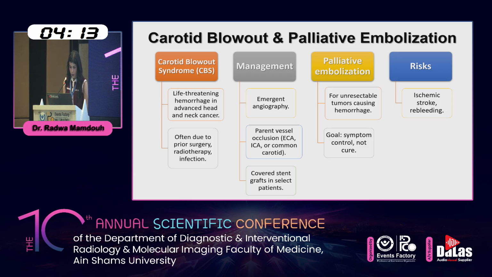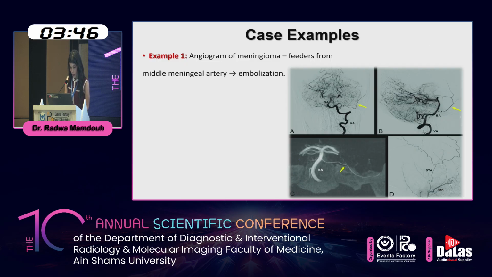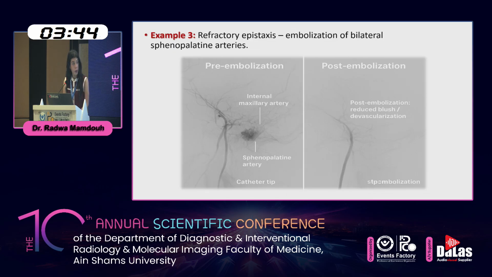And the last one is the carotid blowout and palliative embolization in cases of advanced neck cancers or patients who undergo radiation therapy. They can face life-threatening hemorrhages where embolization is the main modality of treatment through parent vessel occlusion or covered stent grafts in selected patients. If there are unresectable tumors causing frequent hemorrhages, palliative embolization also comes as a key solution. Here are some examples.